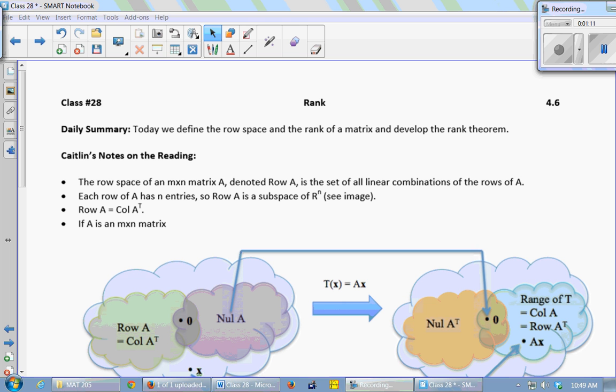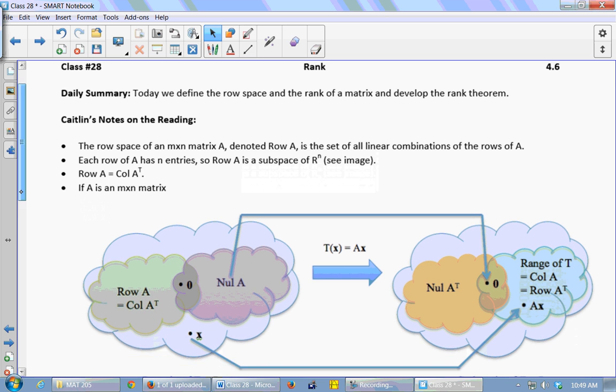Okay, so today we're going to define the row space and the rank of a matrix and develop the rank theorem. So the row space of a matrix A, which we denote row A, is the set of all linear combinations of the rows of A. So you just treat the rows like vectors. It's natural to write them horizontally since they're already written that way, but you can flip them and make them vertical if that makes more sense in your head, whichever you want.